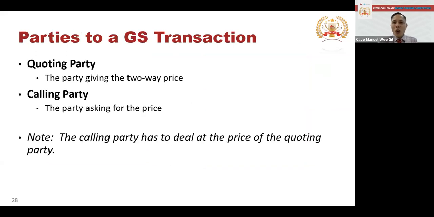Now, who are the typical parties to a GS transaction? You have a quoting party and the calling party. All right. Now, what is this? Now, a quoting party is that party, let's say, for example, a government securities eligible dealer, a GSED, who is making a market. So a GSED can show both a bid and an offer, which is also known as a two-way price. Okay, so if you have a GSED showing a two-way price, I bid at this level and I offer at this level for a particular bond or for a particular treasury bill or a government security, he or she is a quoting party. He or she's the one quoting a two-way price.